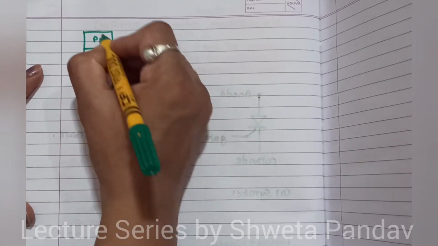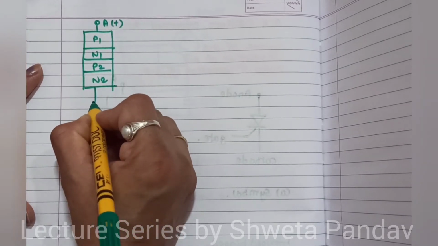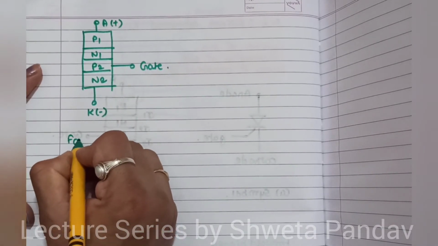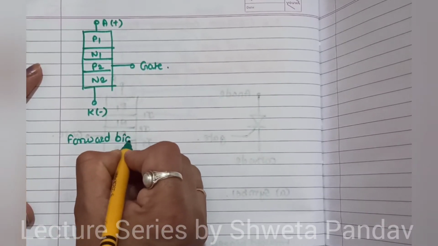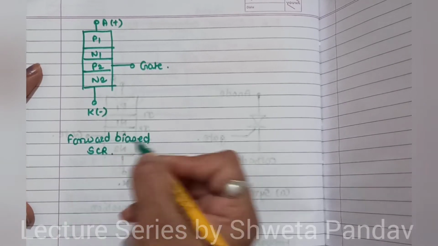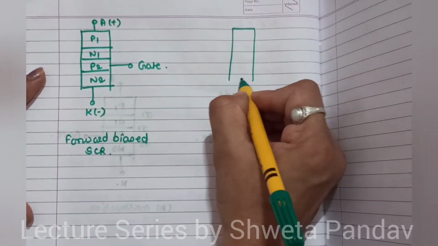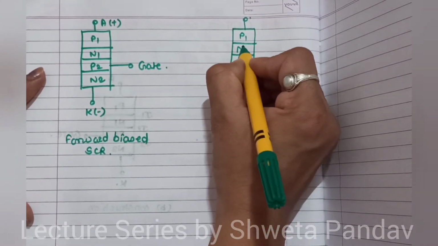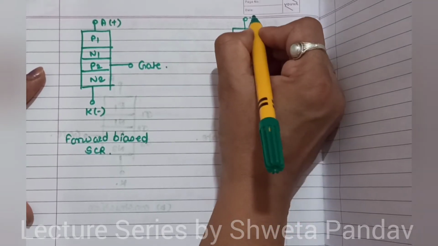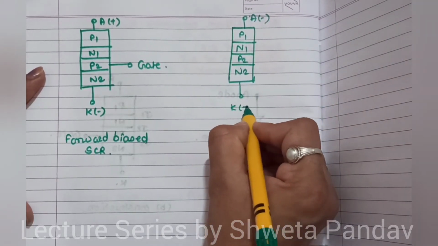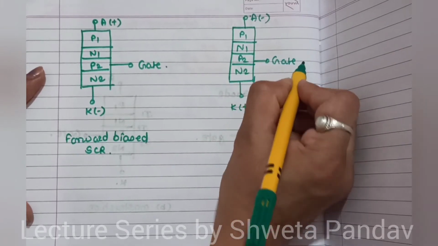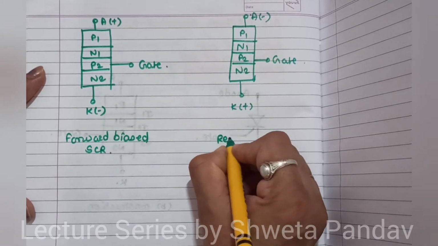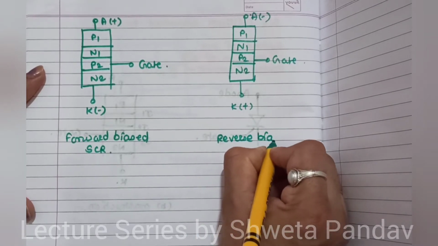Now diagrammatically, if I draw the structure of SCR, the 4 layer structure P1, N1, P2, N2, and if anode is connected to positive and cathode to negative, then this type of SCR is called forward biased SCR. And for the same 4 layer structure in reverse bias condition, P1, N1, P2, N2, the anode is connected to negative, the cathode to positive, and this is the gate terminal. This type of structure is called reverse biased SCR.